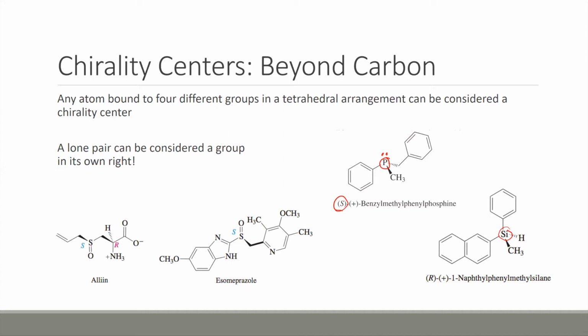This sulfur here is a little bit confusing because it forms a double bond, but it has lone pairs on it as well. So we're calling this bond to the oxygen as one group. It has other groups to its left and right, and a lone pair as another group.